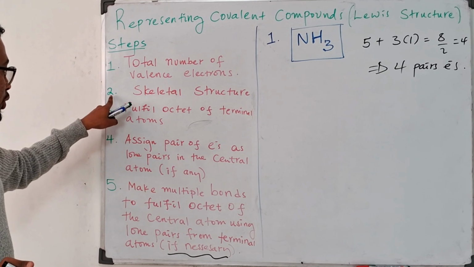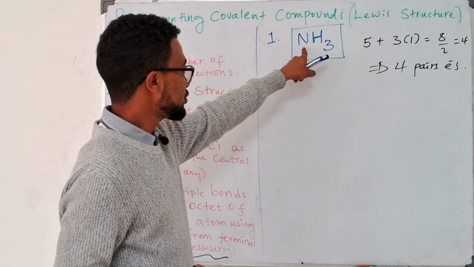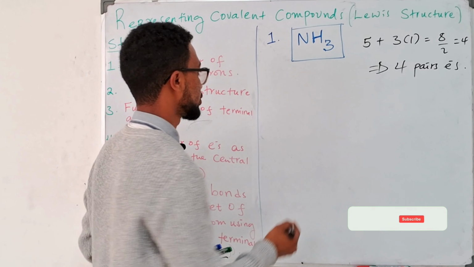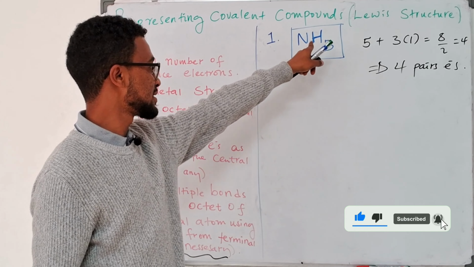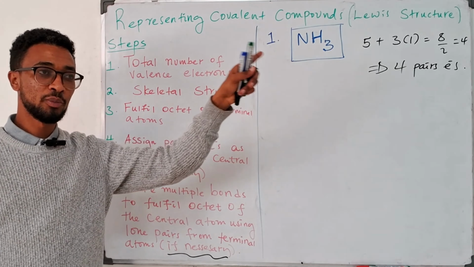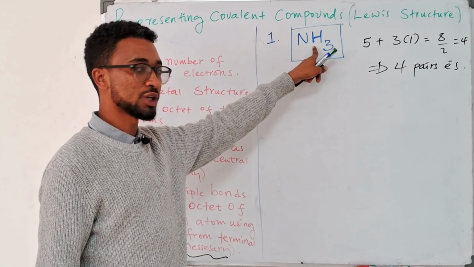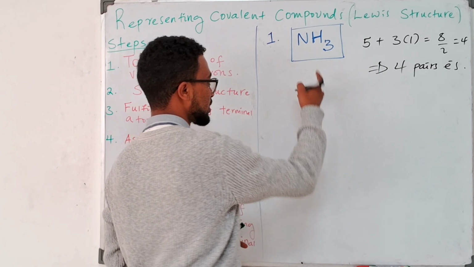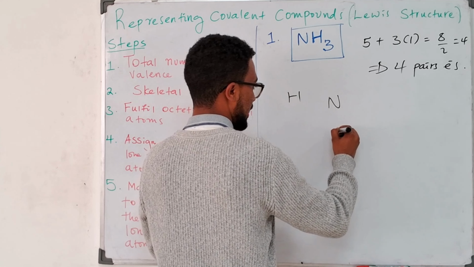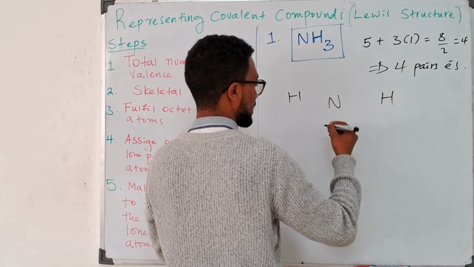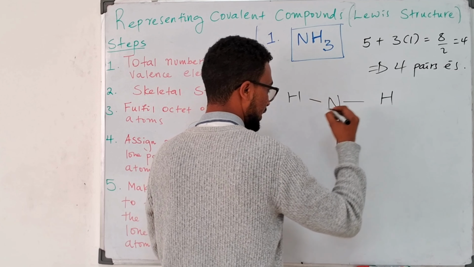Good. Now let's proceed to the second step, which is to draw the skeletal structure. Our central atom in this case will be nitrogen, because hydrogen can never be a central atom, despite the fact that hydrogen is more positive or less negative here. We don't put hydrogen as the central atom. It's going to be nitrogen. So I'm going to draw nitrogen, hydrogen, hydrogen, hydrogen, and then connect them with single bonds by drawing one stick between the atoms.